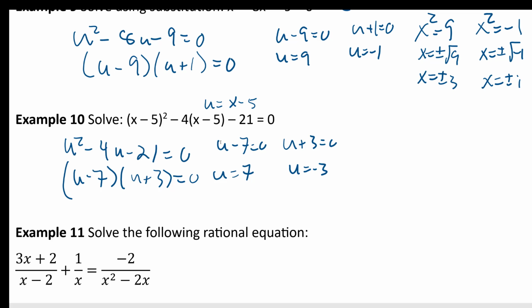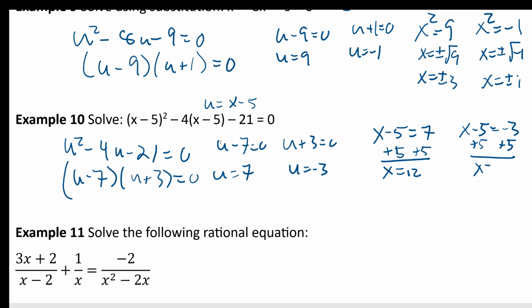So again, we go back and substitute back for what we originally had for the value of u. And that was x minus 5 equals 7. And we add 5 to both sides. So x equals 12. And x minus 5 equals negative 3. We add 5 to both sides. And x equals 2. So those are our two solutions here.